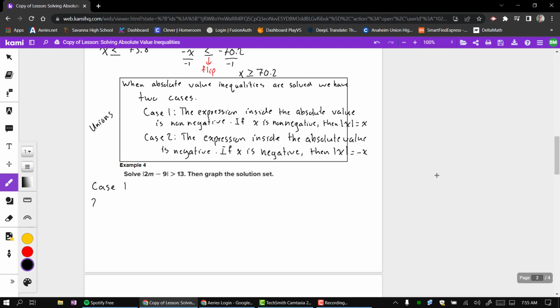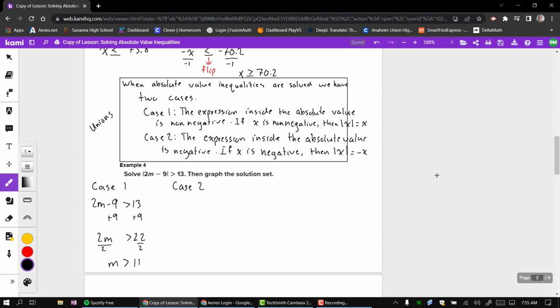So I have, if it's non-negative, so 2m minus 9 is greater than 13. So I'm just going to solve this. I solve this by adding 9 to both sides. So that gives me 2m is greater than 22. And then I divide by 2. And I get m is greater than 11. So that's case 1. What about case 2?